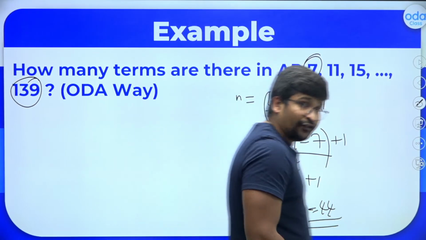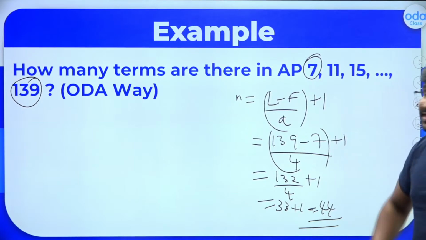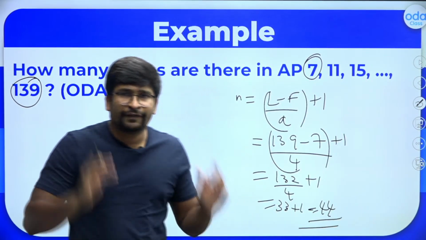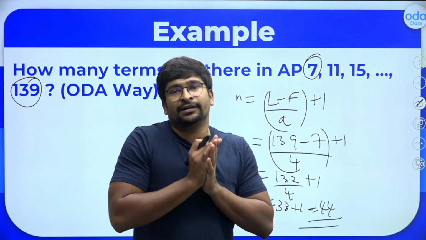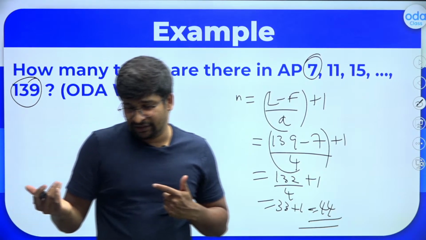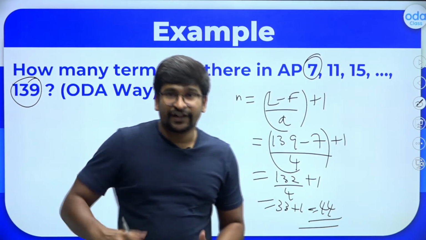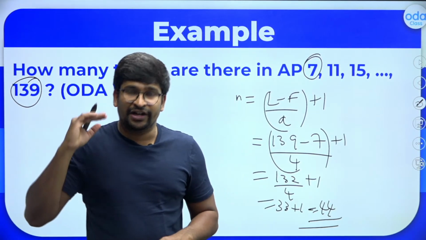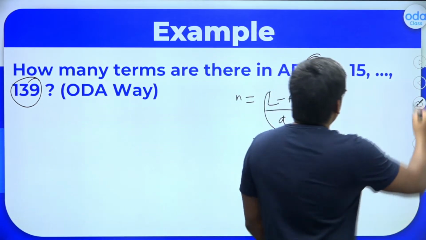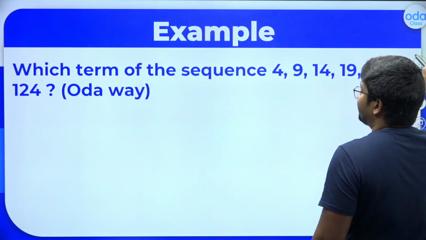Is it clear to all of you? This is how we do it at ODA. Instead of doing all the calculation, a lot of clerical work, we directly do the technique. The technique is, the number of terms is L minus F divided by D plus 1, which is last term minus first term divided by common difference plus 1. That's the formula for you. I hope it is clear to all of you. If it is not clear, we'll do one more question of the same type.